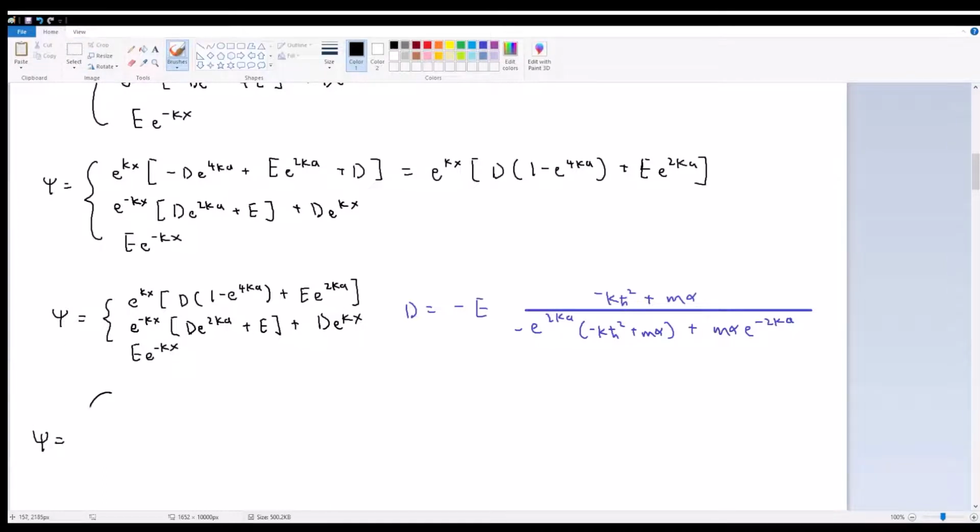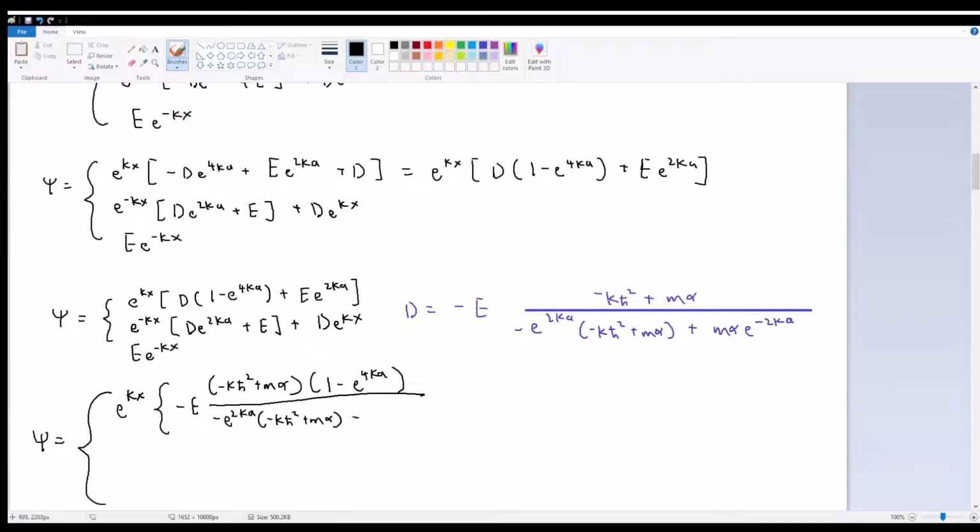So psi is going to equal, we have e to the kx, and then this horrible thing. So this is going to be negative e times negative k h bar squared plus m alpha multiplied by 1 minus e to the 4ka divided by negative e to the 2ka times negative k h bar squared plus m alpha plus m alpha e to the negative 2ka, and then we're adding e times e to the 2ka.